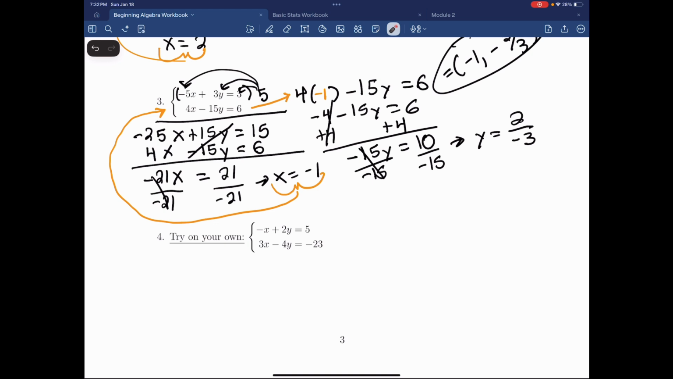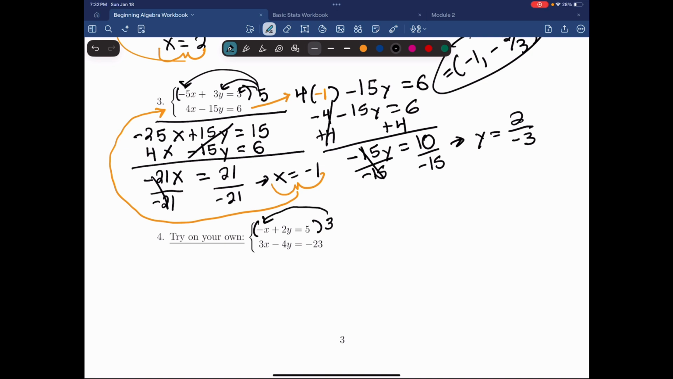So, we could either cancel out our x variables or cancel out our y variables. In the last example, we canceled out our y variables. So I'm just going to mix it up a little bit and cancel out our x variables. And to do that, I'm going to multiply the whole top equation by 3.